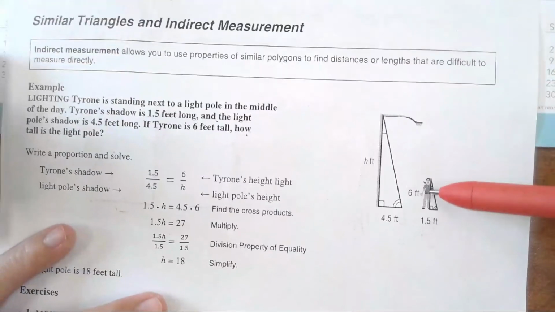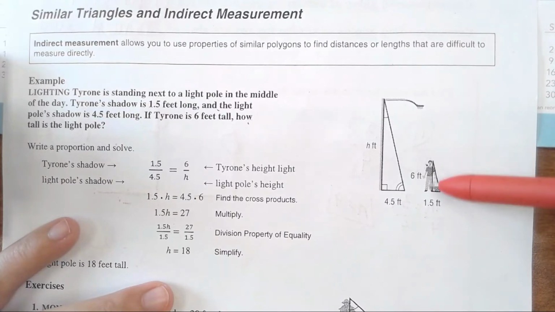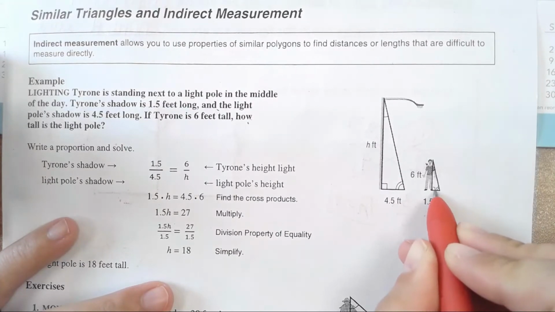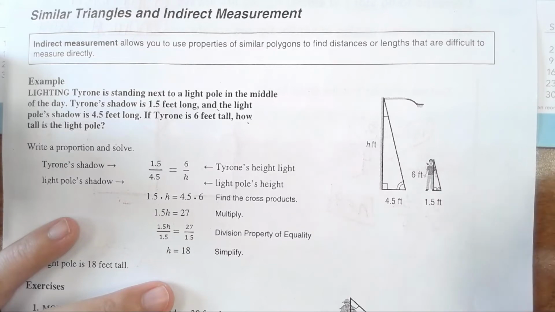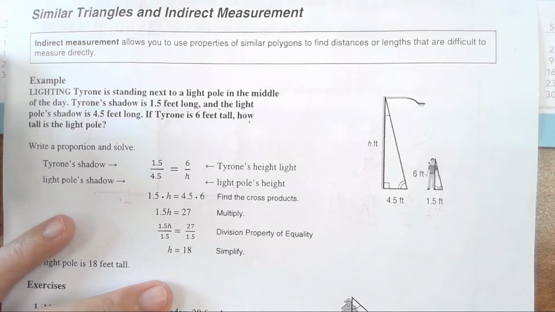So over here they represented it with a picture. So Tyrone was 6 feet tall. His shadow was 1.5 feet. And if you just were to connect those lines, you just created a little triangle.